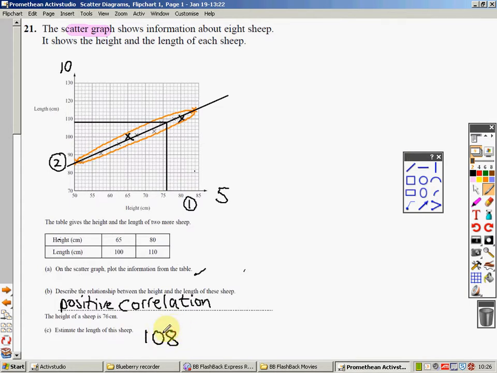And don't forget, I want to put in the centimetres to make sure I'm not penalised a mark for not putting in my units of measurement. Okay, that's an example question done for you. I'll move the board on.